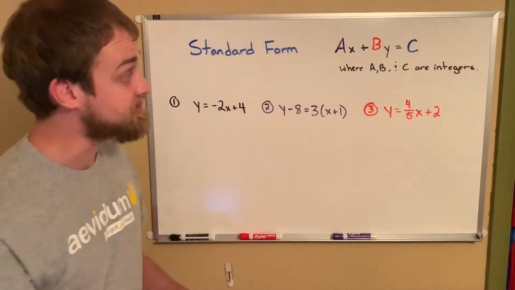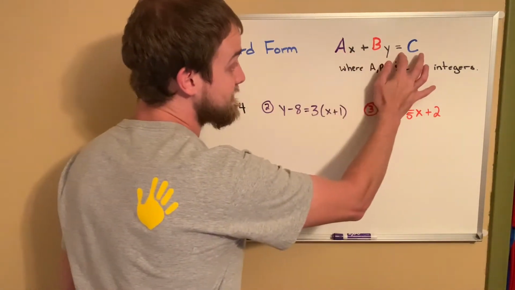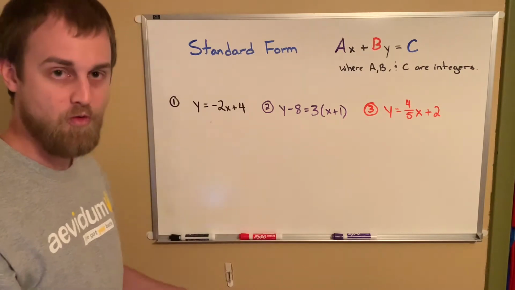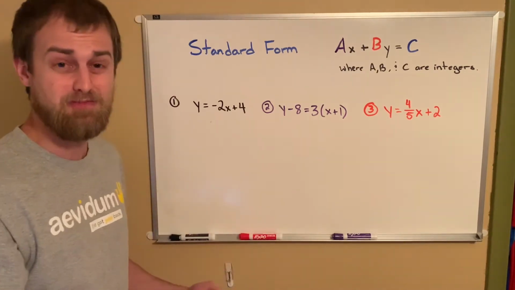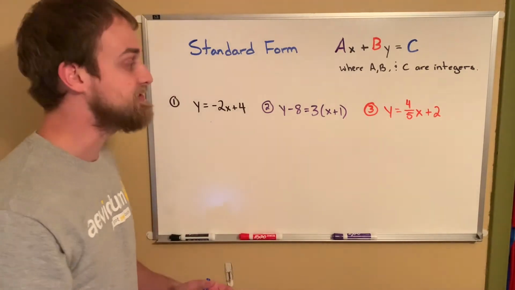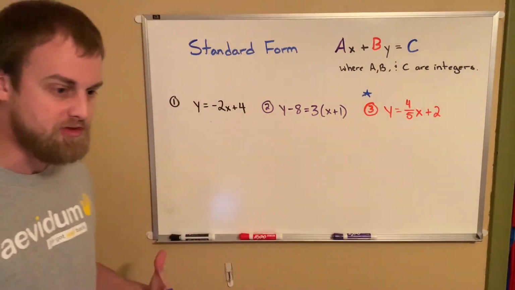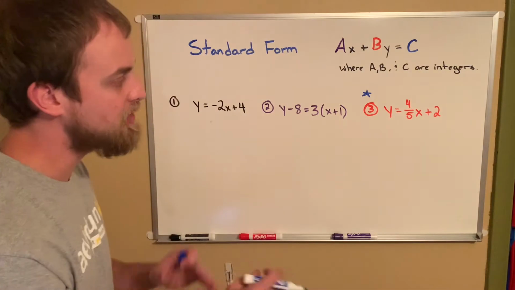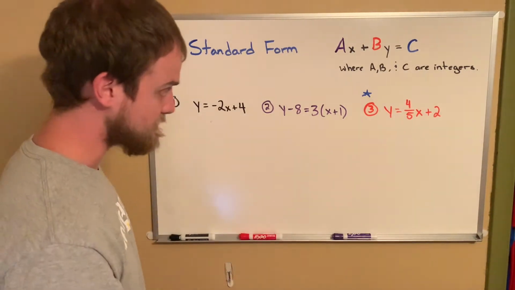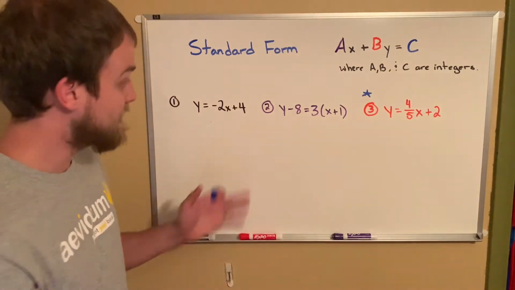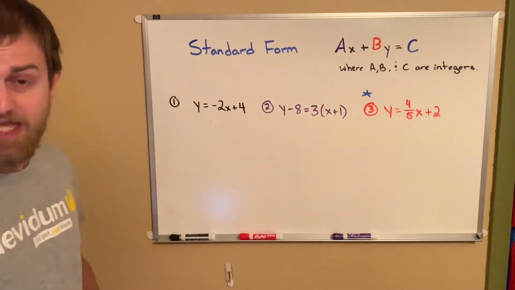Now the catch is A, B, and C all need to be integers. They need to be positive or negative whole numbers. And most times it works out that way, but what happens if it doesn't? We're going to find out in number 3 here. You'll see that the first two kind of work out the way we want, and then how do we handle when it doesn't? Well, our goal today is, can we convert these equations into standard form?